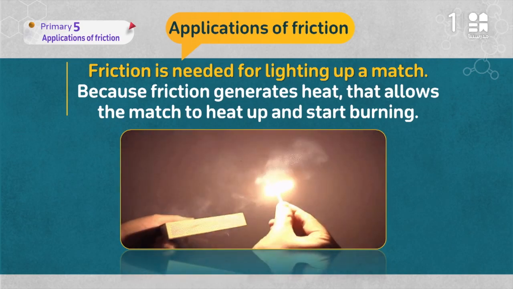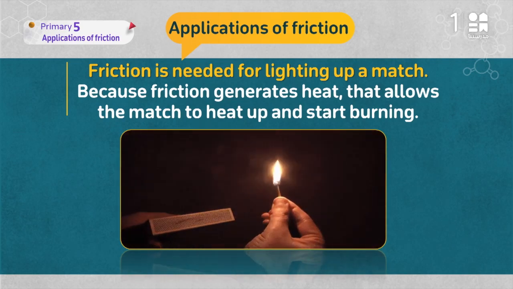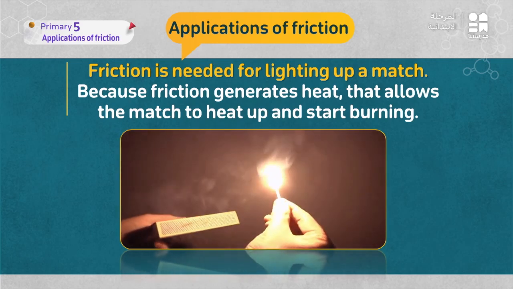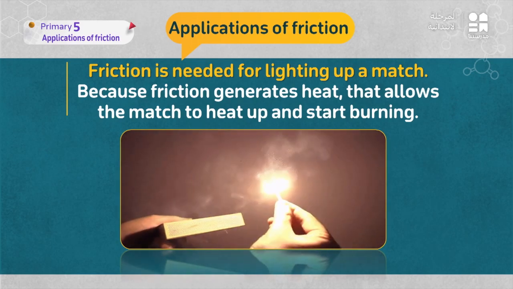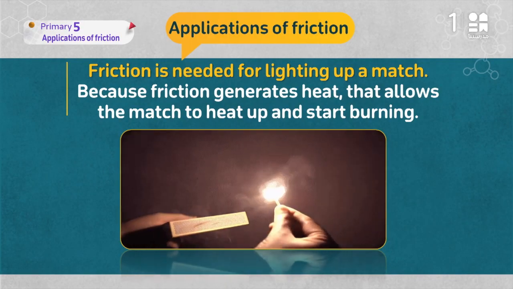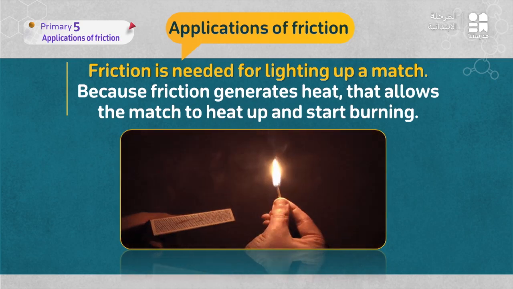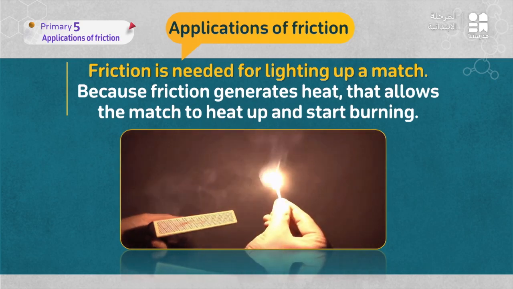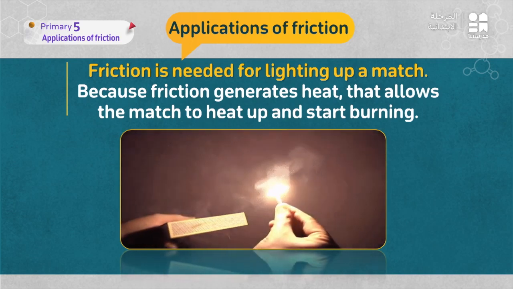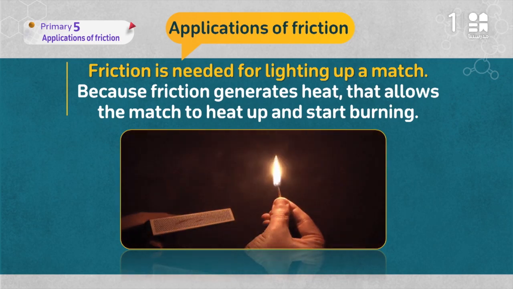طب ليه؟ Give reason why. Because friction generates heat بتطلع heat that allow the match to heat up and start burning. ده اللي بيساعد الماتش انها تحصل لها heat up انها تسخن وبعد كده يحصل لها ايه؟ burning فبالتالي يحصل لها lighting up. يبقى تاني friction is needed for lighting up a match. Why? بيجي السؤال ده كتير in the give reason. Why? Because friction generates heat that allows the match to heat up and start burning.